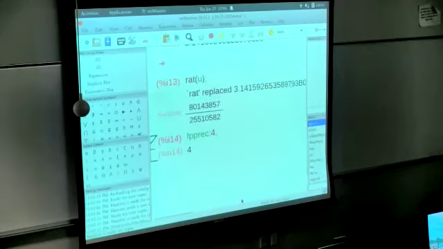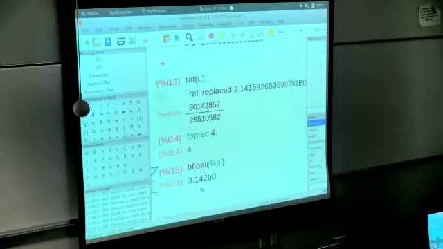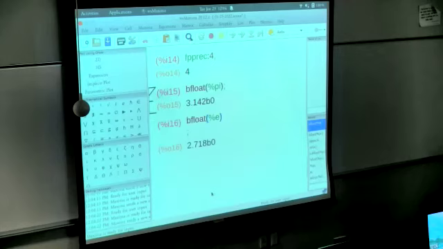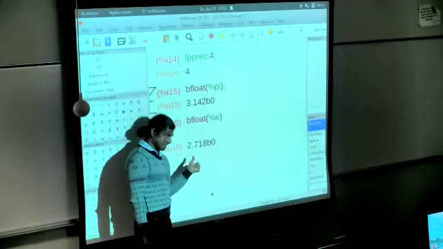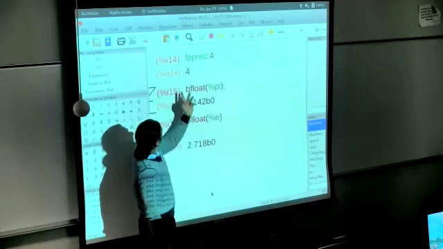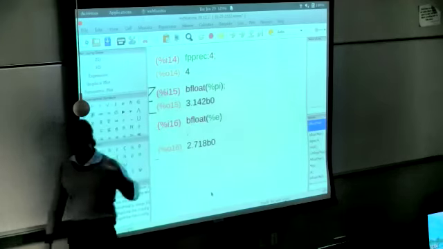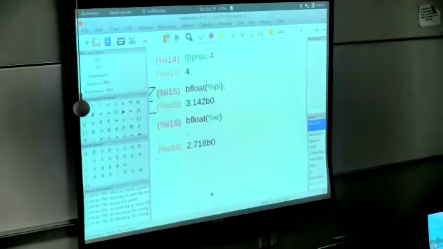And if I do bfloat of %pi, I only get 3.142. And if I did %e, 2.718. So it's not just giving us decimal digits, it is actually giving us significant digits. So fpprec 4 significant digits, so 3.142 and so on.